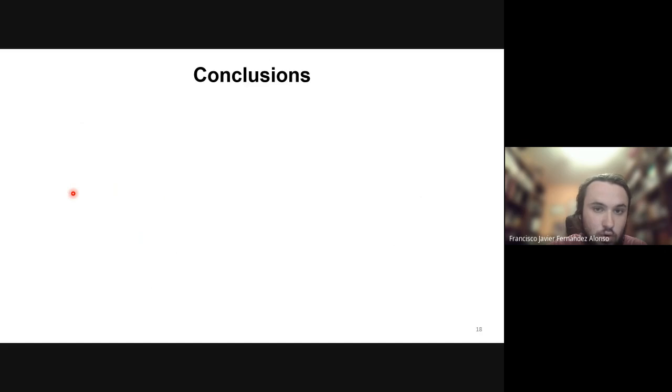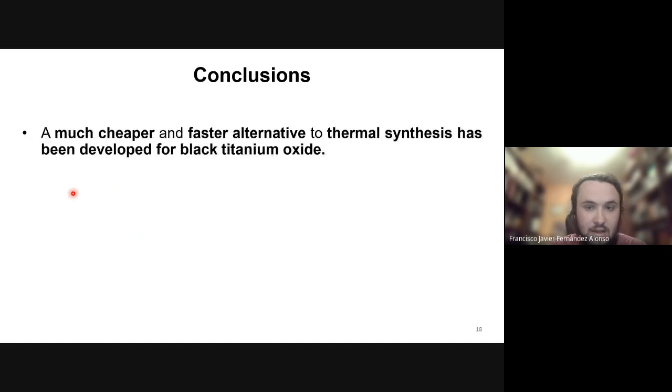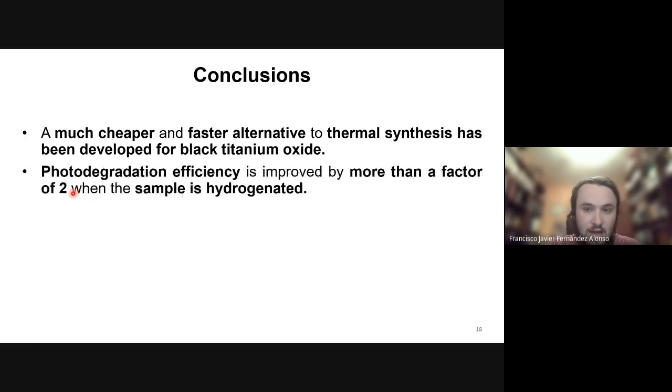However, we can conclude that by applying this microwave plasma annealing procedure, we can obtain results similar to those obtained by applying a thermal annealing process. And this method is much cheaper and faster than the thermal annealing procedure. And well, as I showed before, the photodegradation efficiency can be increased by more or less a factor of 2 when the sample is hydrogenated.